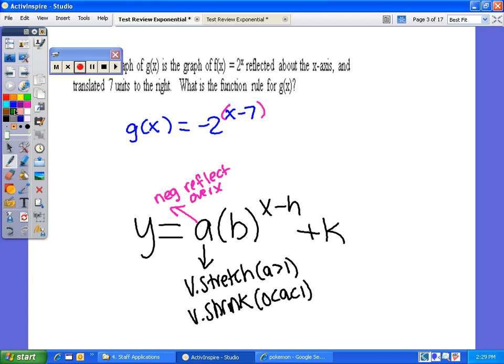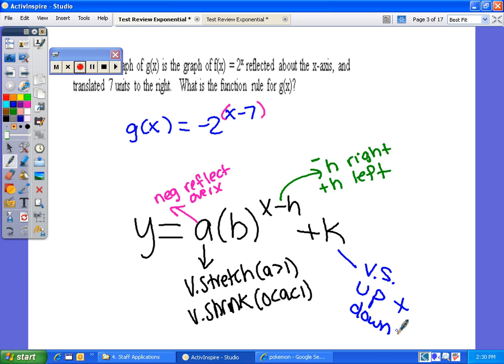Now the next part here, the H, if the H has a negative in front, then you're moving to the right. If the H has a plus in the front, you're moving to the left. Okay, this is your horizontal shift. And then the last one, K, that's your vertical shift. And that tells you if you're moving up if it's positive and down if it's negative. Alright, so make sure you read exactly what it's saying to see how to change the problem. This is your original, this is your change.